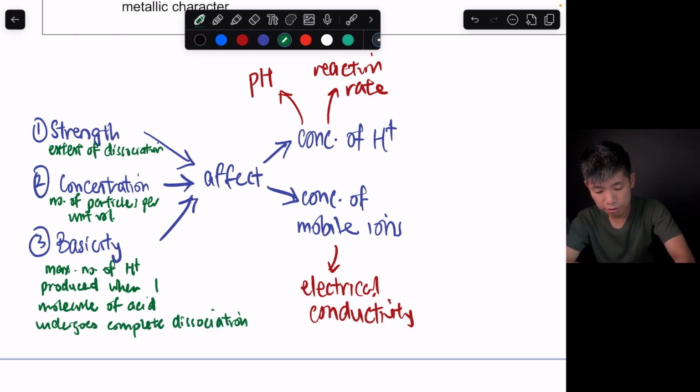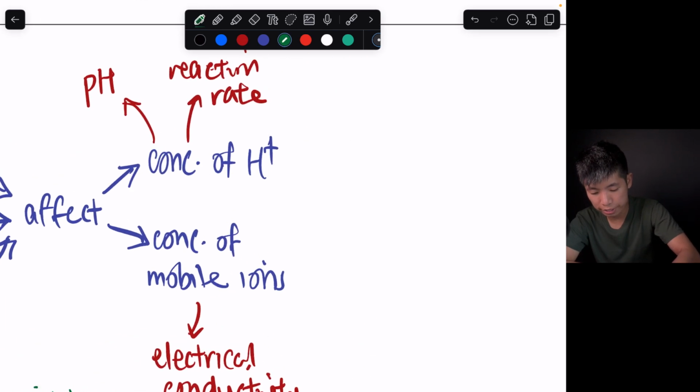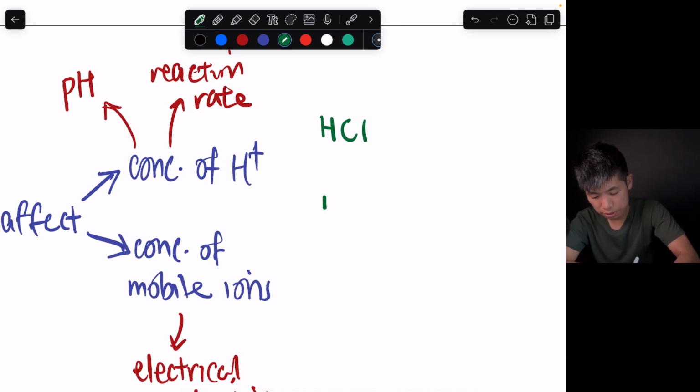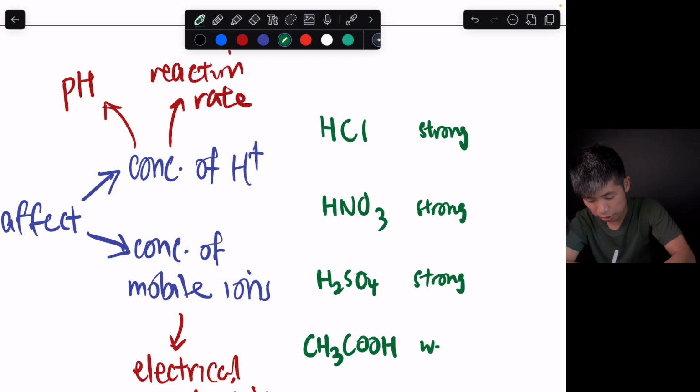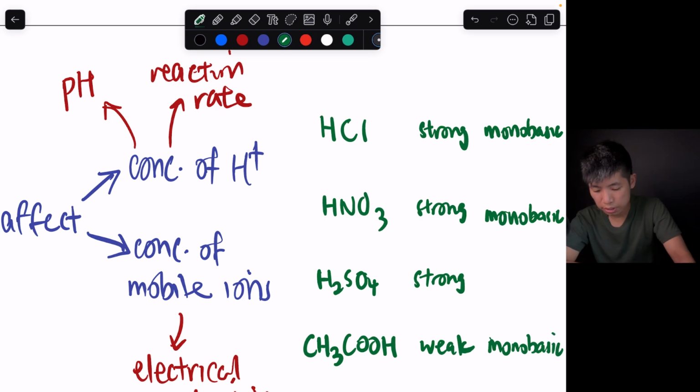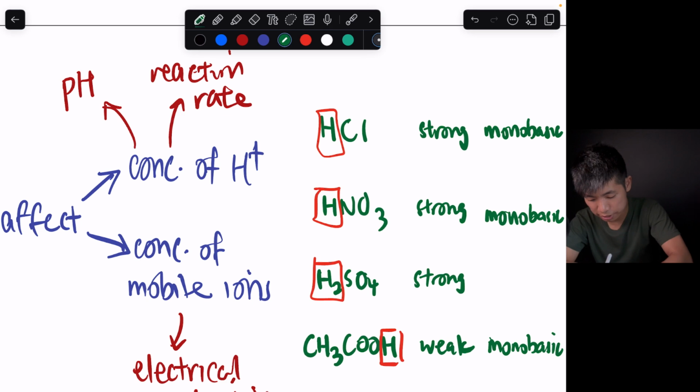We have learned 4 different acids. Let me summarize them for you on the right: HCl, HNO3, H2SO4, and ethanoic acid CH3COOH. The first three are strong, and ethanoic acid is a weak acid. Next, hydrochloric acid, nitric acid, and ethanoic acid are monobasic acids because they only produce one H+ ion on complete dissociation, whereas sulfuric acid is a dibasic acid.